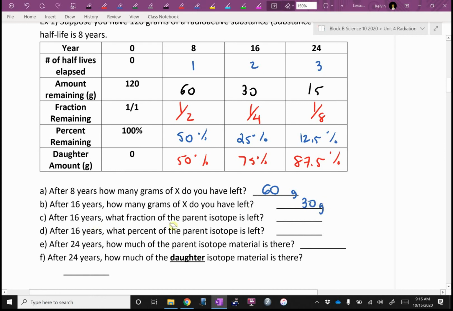After 16 years, what fraction of the parent isotope is left? 1/4. After 16 years, what percent is left? Now 25. Yep. After 24 years, how much parent isotope material is there in grams? Looks like 15 grams left.